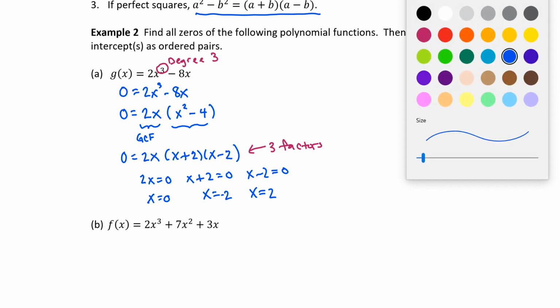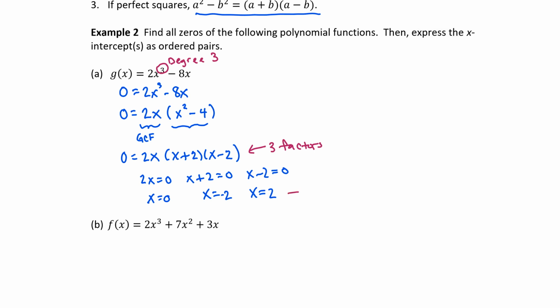So we had a degree 3 polynomial. We got 3 factors, and notice we also ended up with 3 zeros. So the degree of the polynomial is related to the number of zeros and the number of x-intercepts. Now, we have found the zeros, but let's answer the entire question.